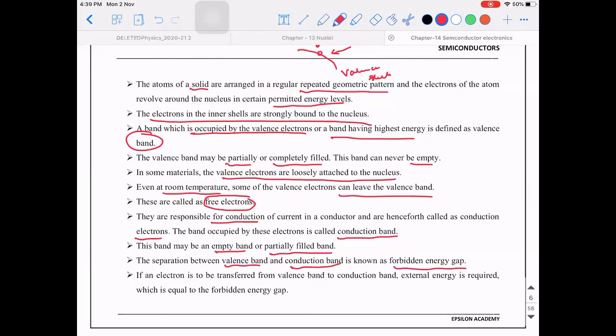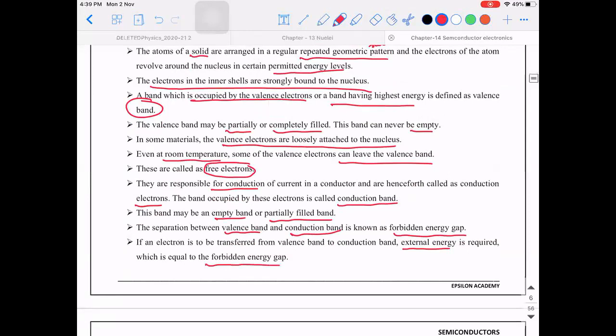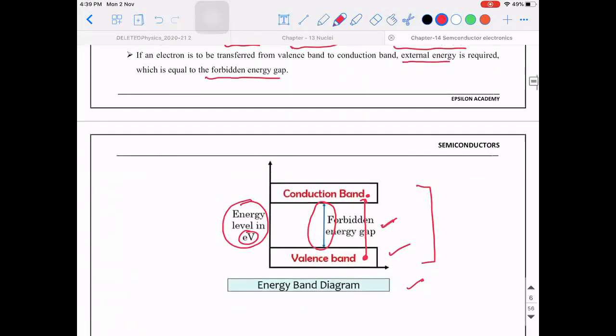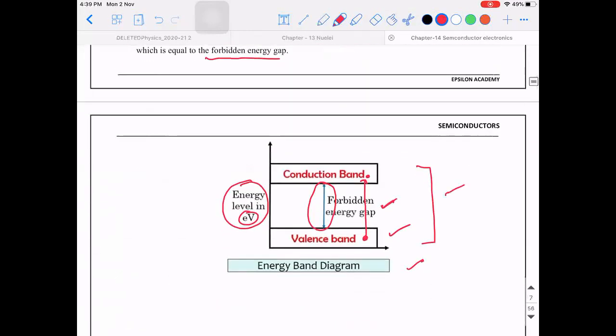If an electron is to be transferred from the valence band to the conduction band, external energy is required, which is equal to the forbidden energy gap. Guys, am I clear? So this is just an introduction to the energy band diagram. Don't forget, this is what is called an energy band diagram. In the exam, they will ask you about the difference between conductors, insulators, and semiconductors using the energy band diagram. Are you guys able to understand this?